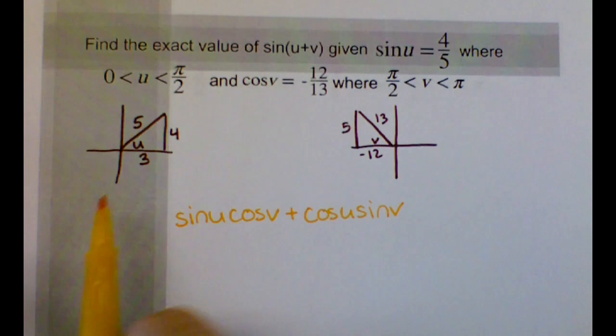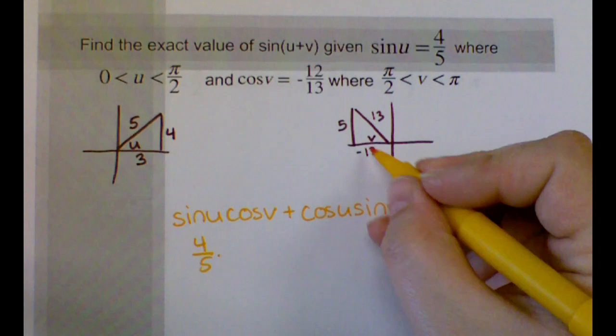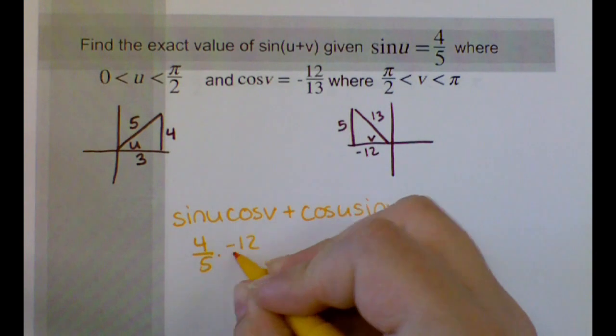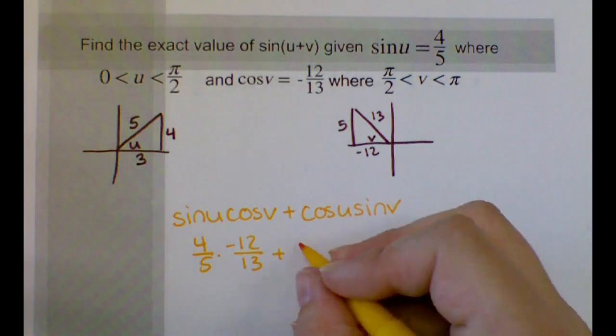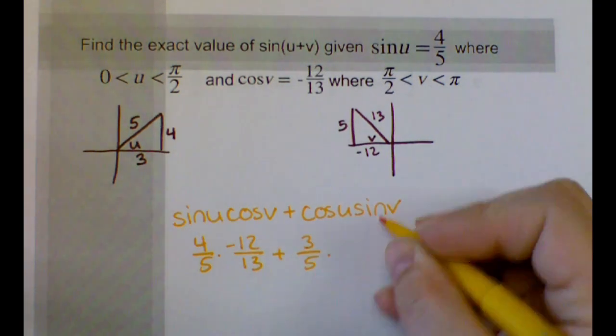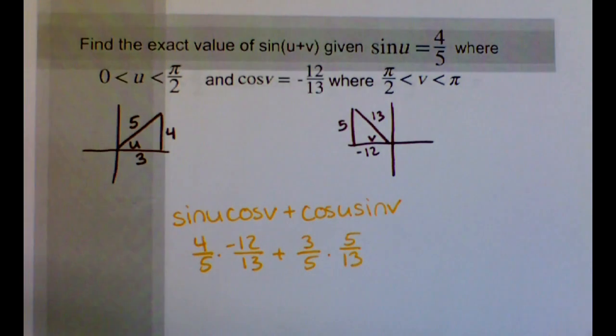Using my picture, the sine of U is 4/5. The cosine of V is negative 12/13. The cosine of U is 3/5. And the sine of V is 5/13. This is going back to our SOHCAHTOA stuff.